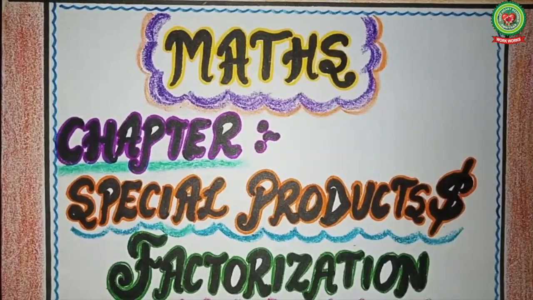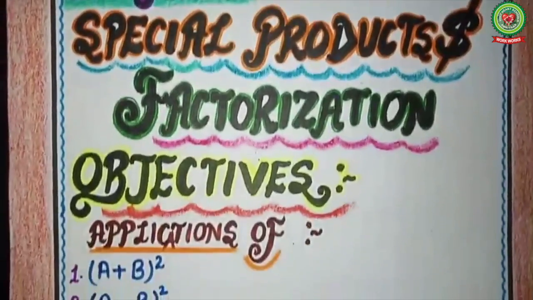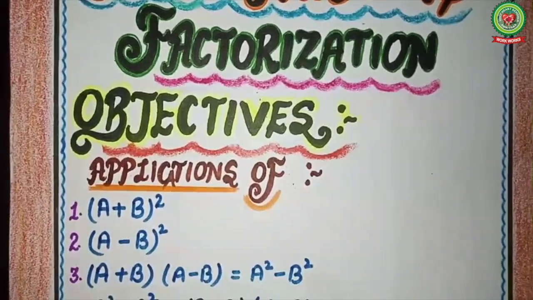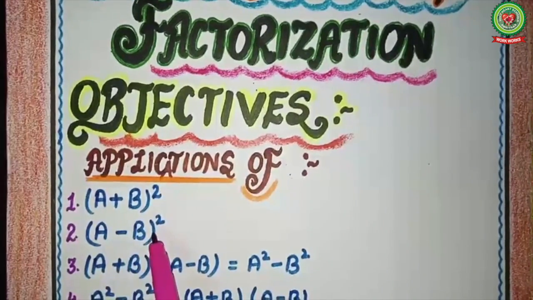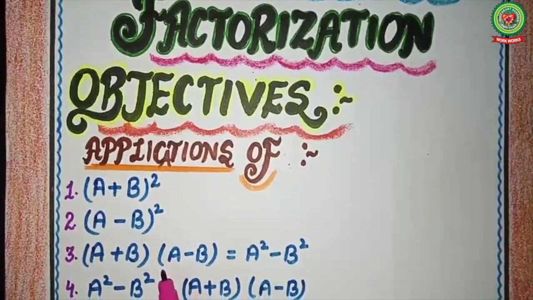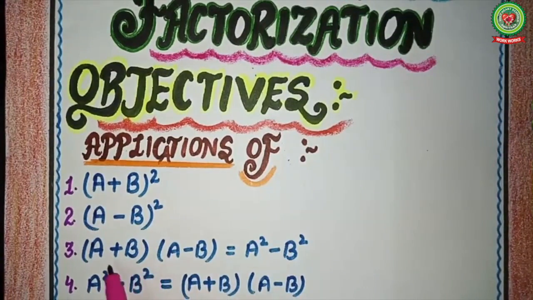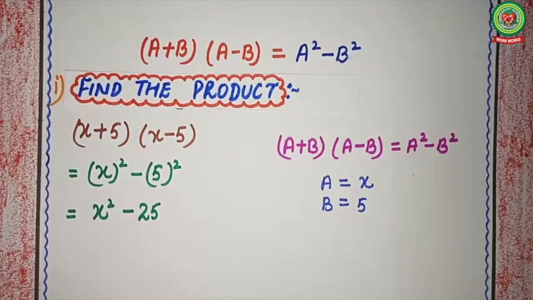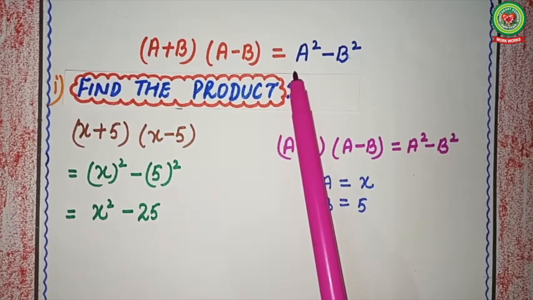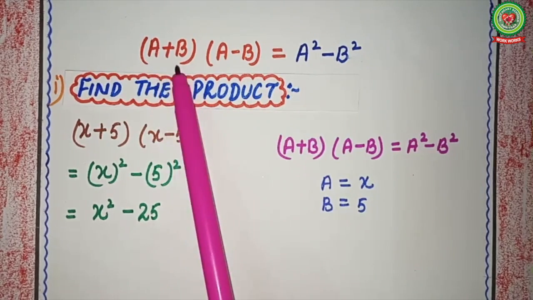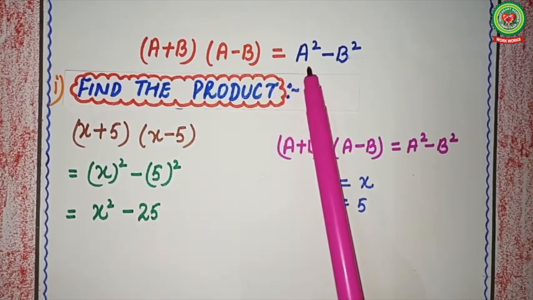In the chapter Special Products and Factorization, we have already done some applications of (a plus b) whole square and (a minus b) whole square. So today's video is going to be about the third objective, that is (a plus b) into (a minus b) is equal to a square minus b square. So let's get started. Students, here we have the formula that we are going to use for solving the sums in today's video, that is (a plus b) into (a minus b) is equal to a square minus b square.